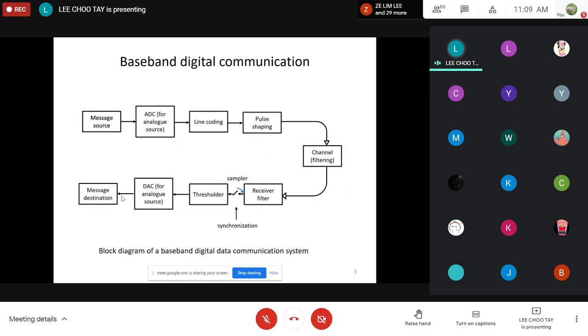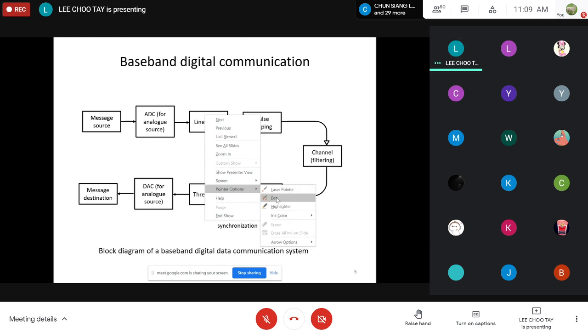Okay, this slide basically shows you a more detailed block diagram. In this case, the conversion for the source has been simplified to just an ADC, in case you need to convert your source from analog to digital. As far as the pulse modulation is concerned, it involves two processes. One is called line coding. And what actually happens in line coding?